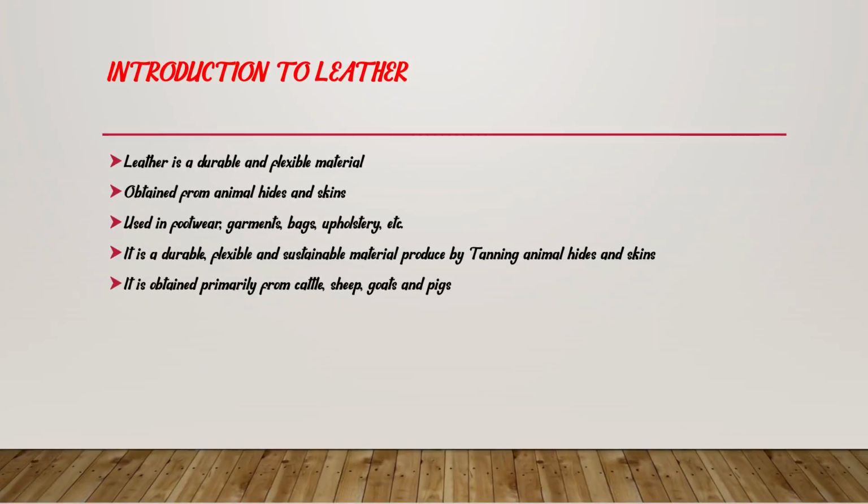So today we are going to see about the manufacture of leather. First, introduction to leather. Leather is a durable and flexible material which is obtained from animal hides and skins. It is used in footwear, garments, bags, upholstery, etc. It is a durable, flexible and sustainable material produced by tanning animal hides and skins. Generally it is obtained from cattle, sheep, goats and pigs.